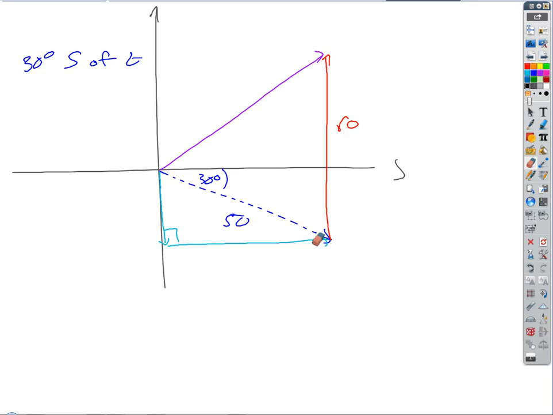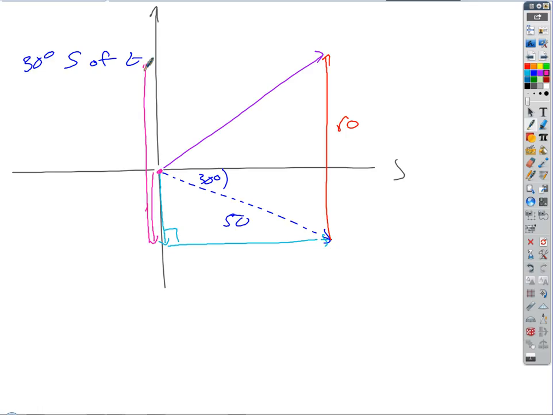If I'm adding up these three parts, it doesn't make any difference what order. I could, for example, start here. Let's start at the same spot. And what if I added this vector first? That's my first one. Then I'm going to add this vector, which is going to put me up right about there.